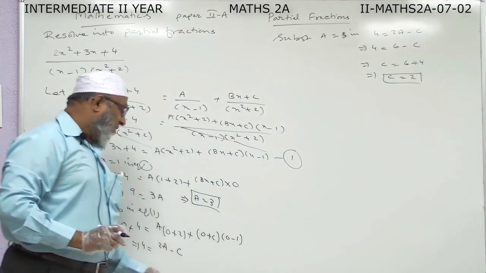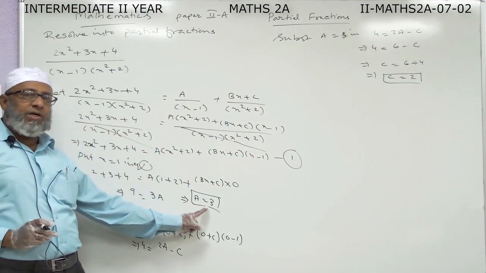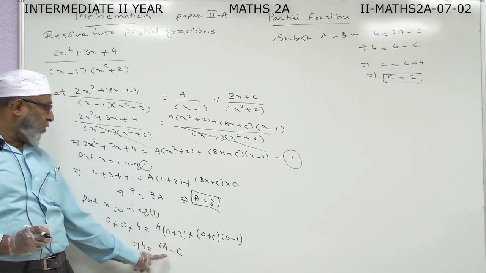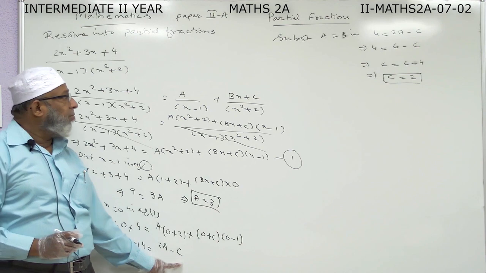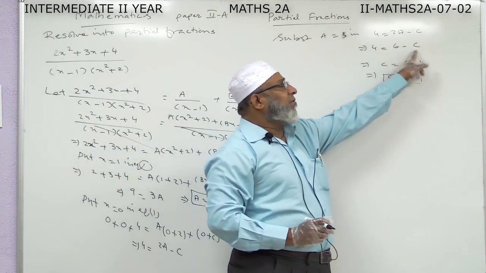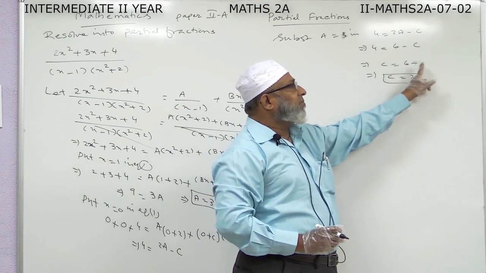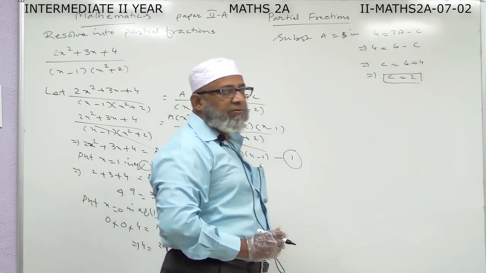What happened? What is substituted? I got the value of A is equal to 3. I substitute A is equal to 3 here. 4 is equal to 2 into 3, 6 minus C. Therefore, C will transfer this side, C as it is, plus 4 becomes minus 4. 6 minus 4 is equal to 2. Therefore, I got the value of C.